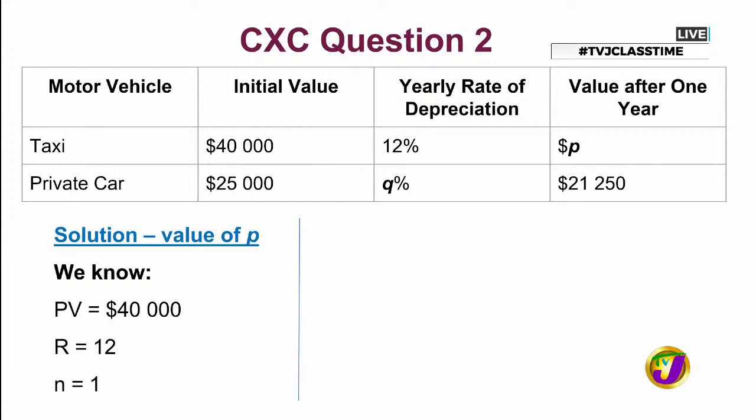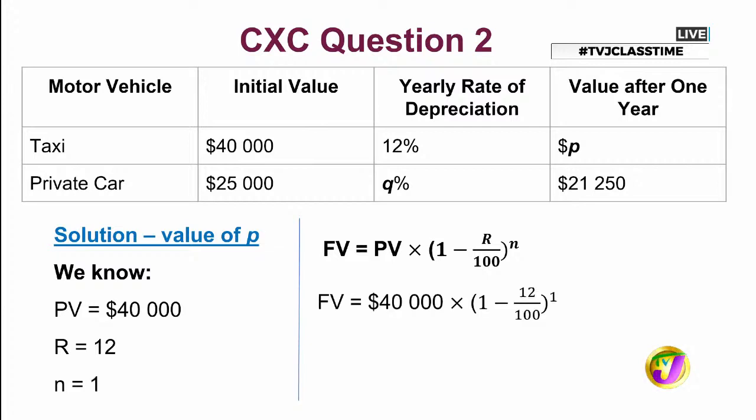We want to find out P, which is the value after 1 year. All right? So we're now going to substitute our information that we took from the table, very visible there, into our formula. And again, ensure that you're using the correct formula. The question is speaking about depreciation, so double check to ensure that you're actually subtracting the rate from that one.